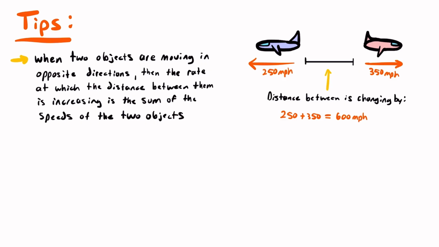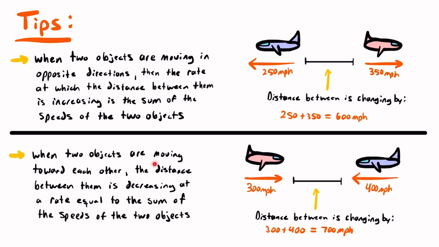But now, in a similar manner, when two objects are moving toward each other, the distance between them is decreasing at a rate equal to the sum of the speeds of the two objects. Okay, so for example, once again, we have our two planes that are flying in uniform motion, except now, instead of flying away from each other, they're flying towards each other. This plane is flying at 300 miles per hour in this direction, and this plane is flying at 400 miles per hour in this direction.